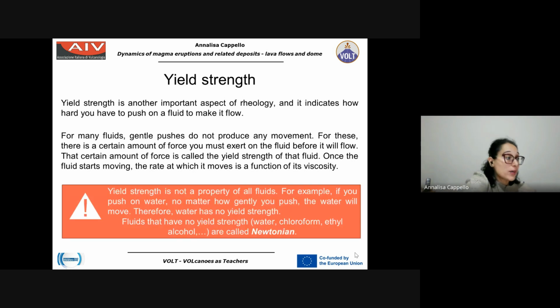So the yield strength is not a property of every fluid. For example, water doesn't have a yield strength. So no matter how gently you push, the water will move. Therefore, water, like other fluids, for example chloroform and ethyl alcohol, doesn't have a yield strength. These fluids are called Newtonian fluids.